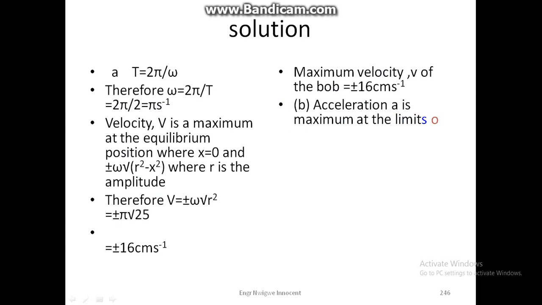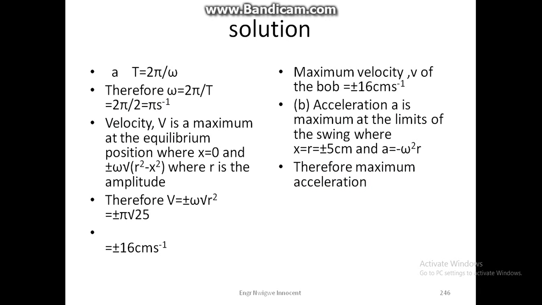B. Acceleration A is maximum at the limit of the swing, where x is r, equal to plus or minus 5 cm, and A equals minus omega squared r. Therefore, maximum acceleration A max is equal to minus omega squared times 5 cm per second squared, which equals minus pi squared times 5, which equals 50 cm per second squared.